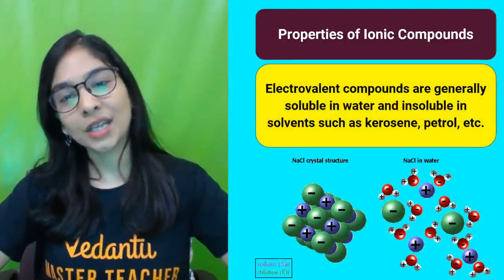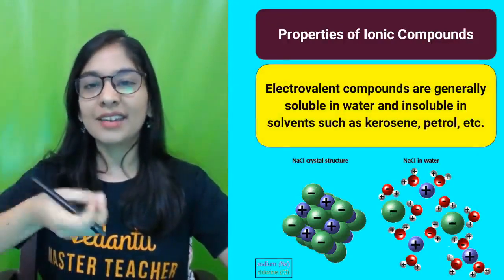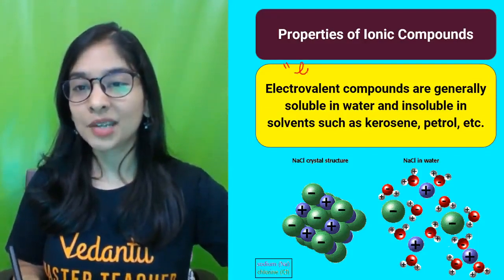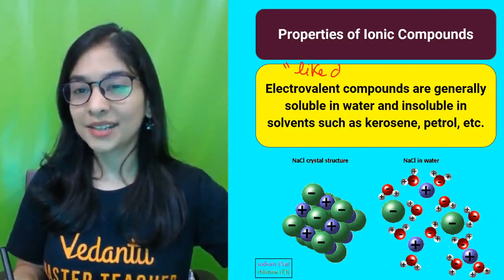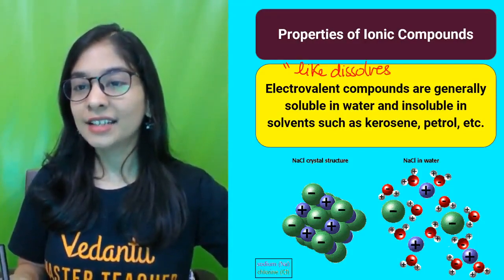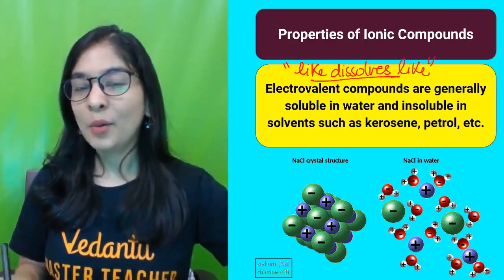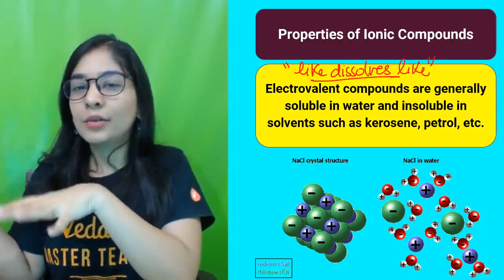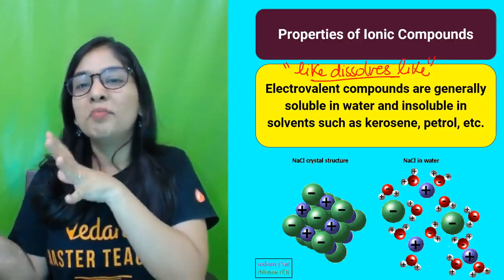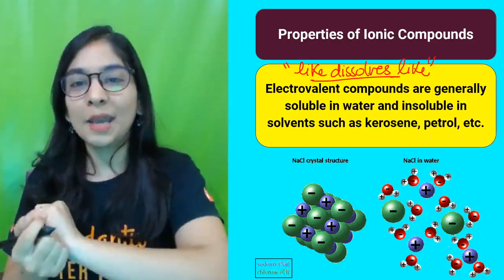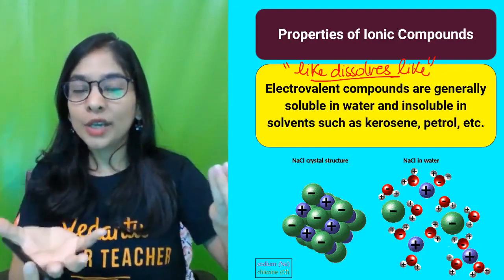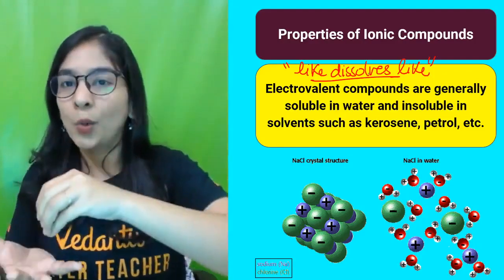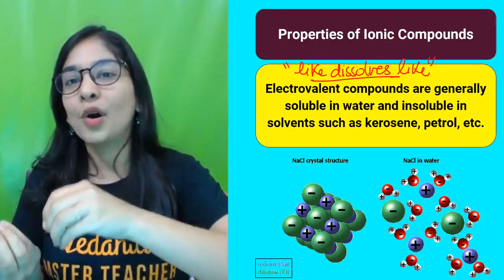Apart from that, they are water soluble, but not at all soluble in kerosene, petrol and diesel. What is the reason? Do remember this statement, very important: like dissolves like. Whatever the substance is, it needs a partner which is like itself, because that makes a better combination. In the same way, ionic compounds are water soluble because they dissociate into ions in water, and water also has charged ends.